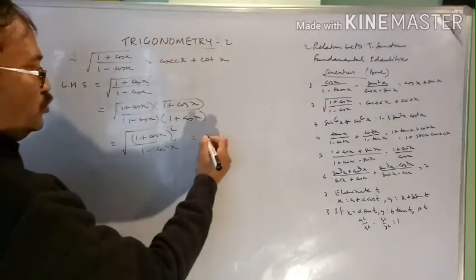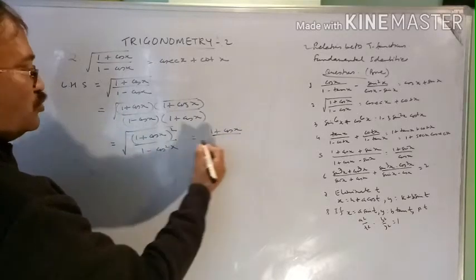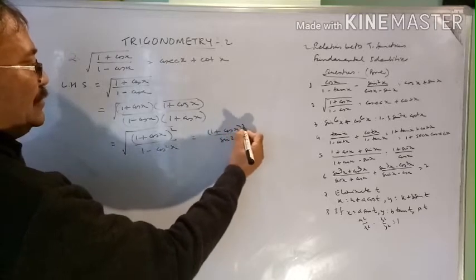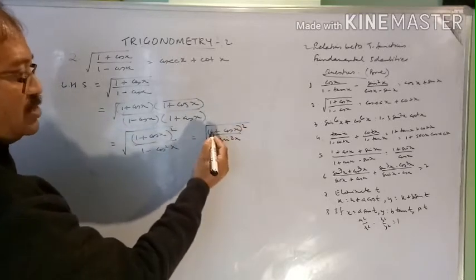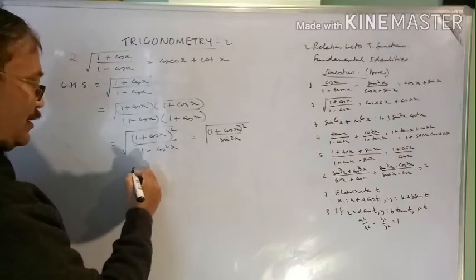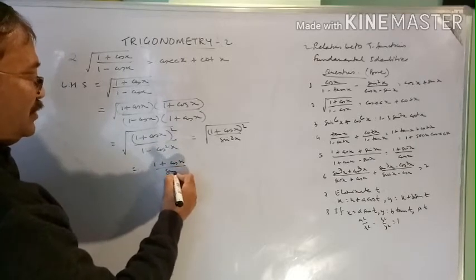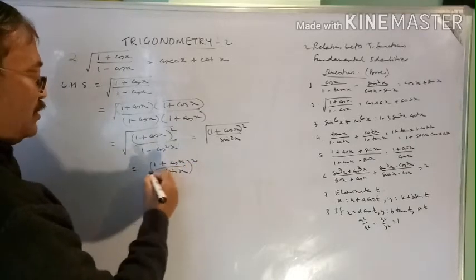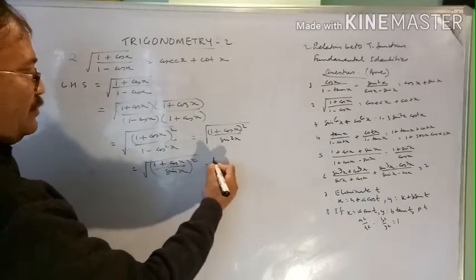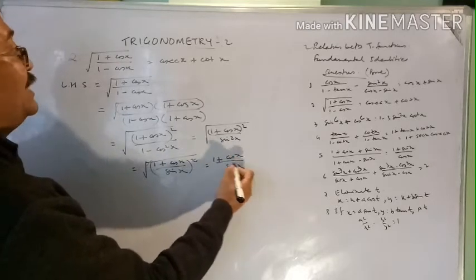So this is equal to root of (1 plus cos x) whole square over, and you know 1 minus cos square x is sin square x. Since this is also a whole square, this is sin square x. So you can write it as a single whole square. So you get root of ((1 plus cos x) upon sin x) whole square. Now this square will cancel this root. So what is left? 1 plus cos x by sin x.